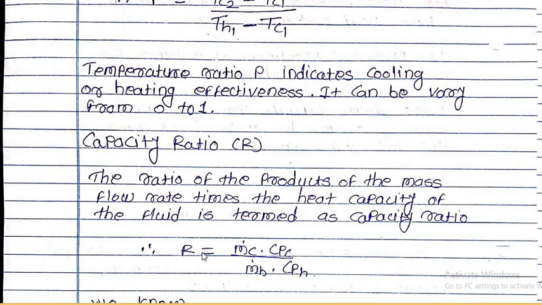Okay, so here the capacity ratio is nothing but the mass flow rate of the cold fluid multiplied by the specific heat capacity of the cold fluid, whole divided by the mass flow rate of the hot fluid multiplied by the heat capacity of the hot fluid.